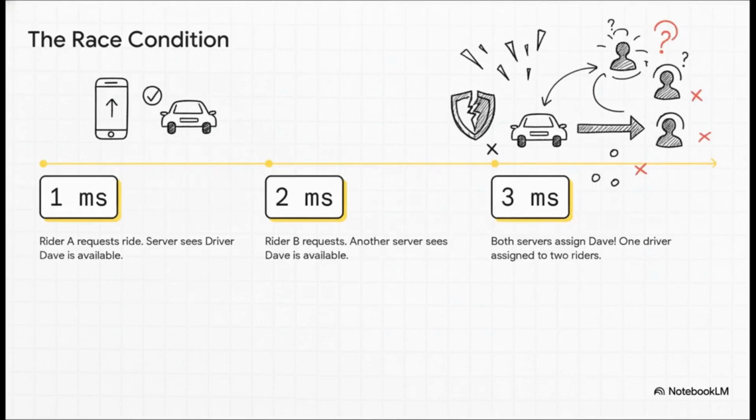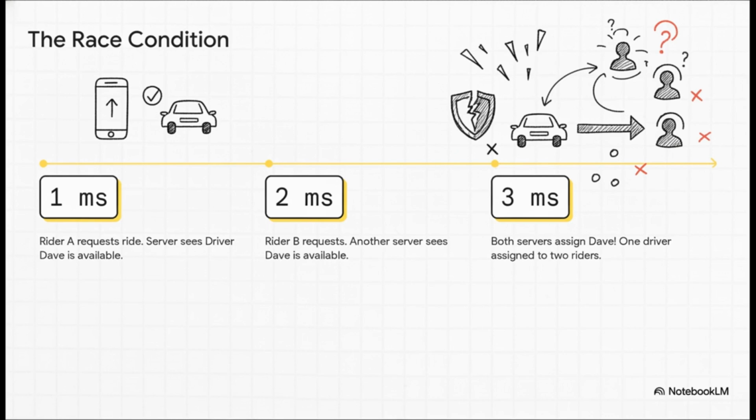Let's walk through this panic-inducing timeline really quick. Millisecond 1. Rider A requests a ride. The server checks the S2 cell, sees driver Dave is available. Great! Millisecond 2. Rider B requests a ride. A totally different server checks that exact same cell, and it also sees driver Dave is available. Millisecond 3. Both servers act, assigning Dave to two completely different people.